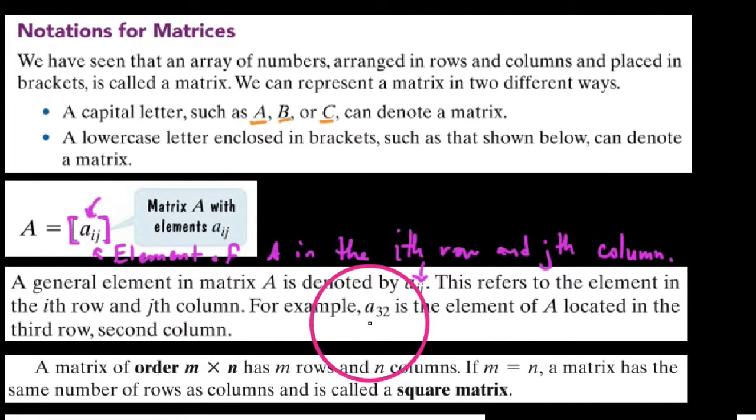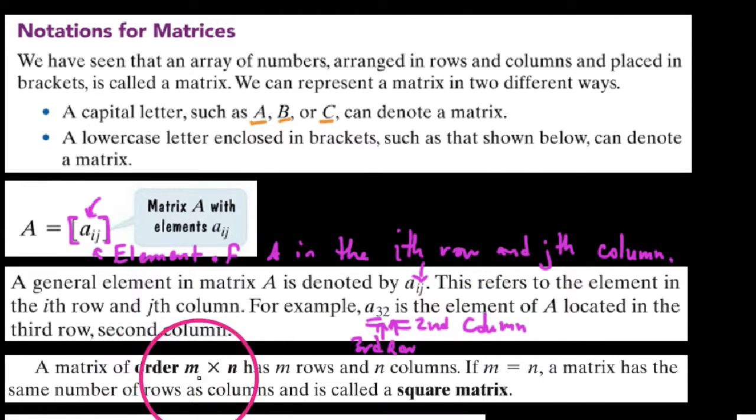So for example, if we were to say lowercase a, which is in our capital A matrix here, with 3, 2 as its subscript, this would literally mean that this is the element in the matrix that's in the third row and second column. So we have third row, and then second column. We're going to be representing matrices using this notation quite often here.